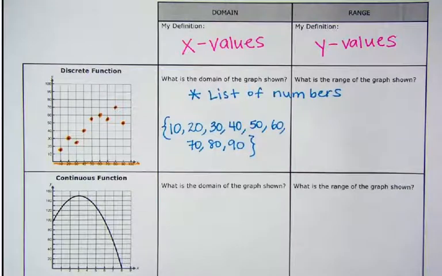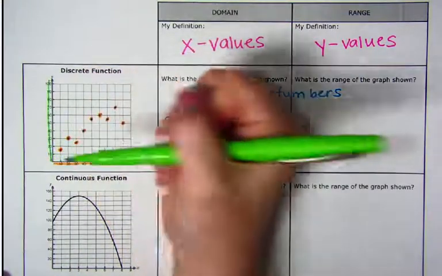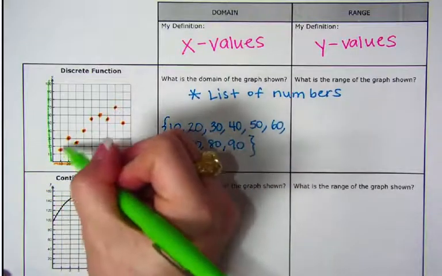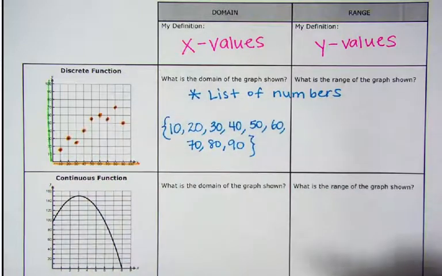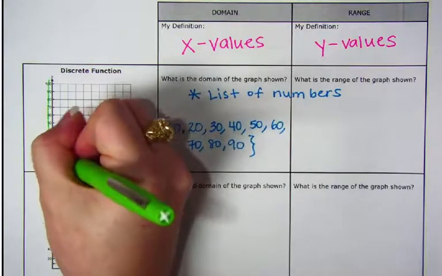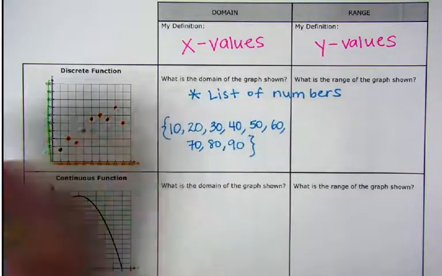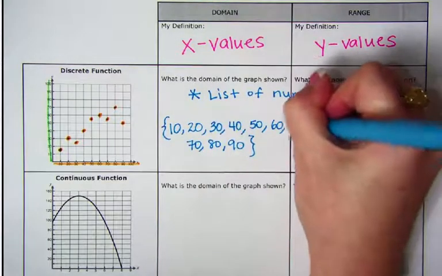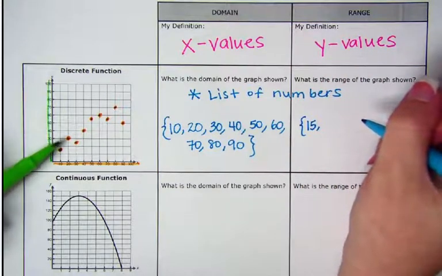Now we're going to do the same thing for the range. So the range talks about the y values. So now I'm concentrating on what is going on up and down. So when I go to each of my points, I'm going to look at what is the y value of that point. I don't care about the x value now, I only care about the y value. So if I start at my bottommost point, my smallest point, that is at a y value of 15. So we open our curly brace, write 15. Then we look at our next point. The next bottom point is 25.